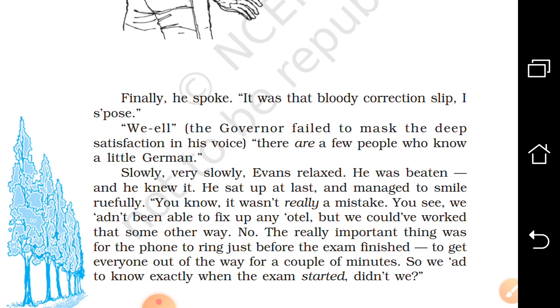Slowly, very slowly, Evans relaxed. He was beaten and he knew it. He knew that it would happen. He sat up at last and managed to smile ruefully, helplessly. It's a feeling. With a heavy feeling, he stood up.